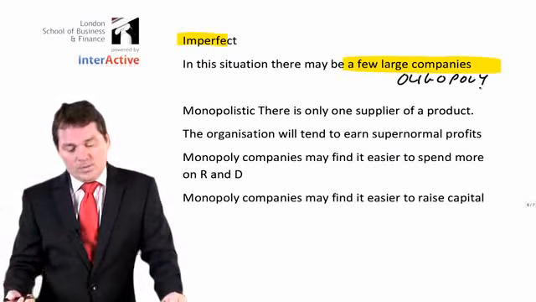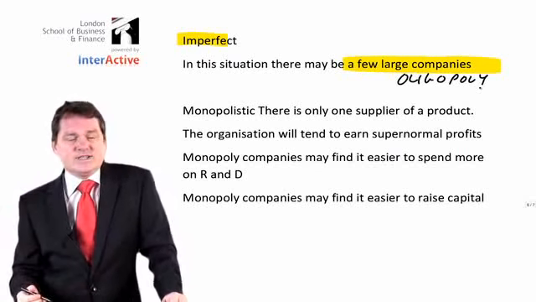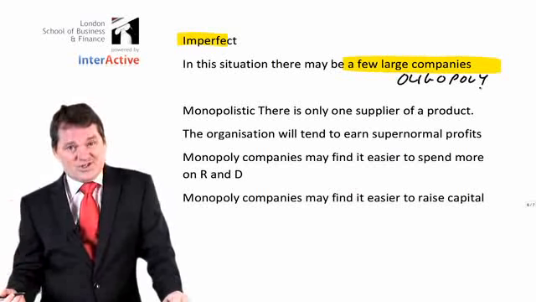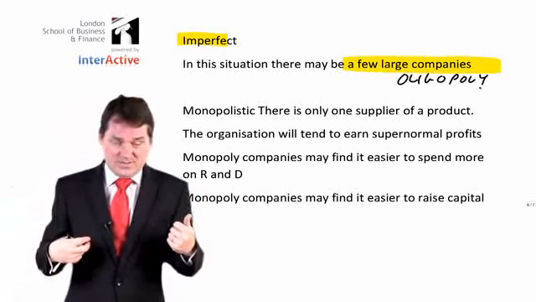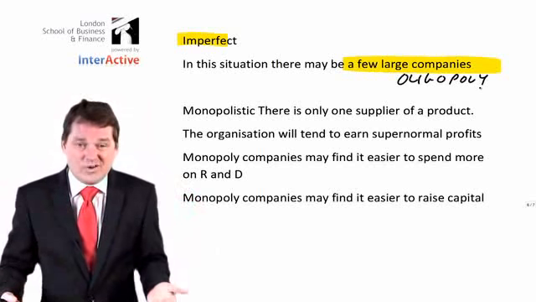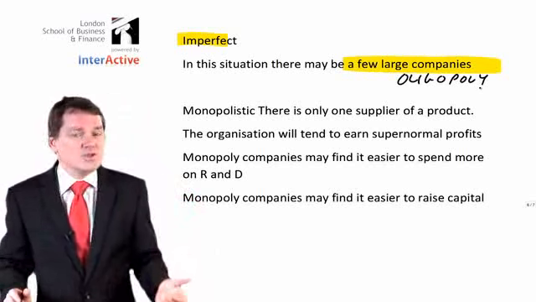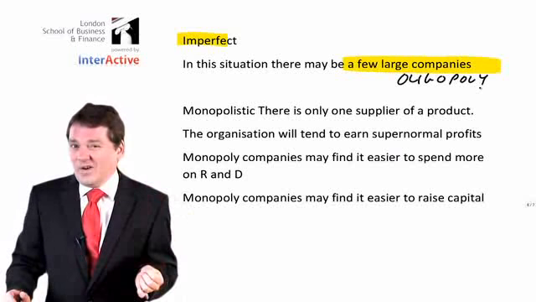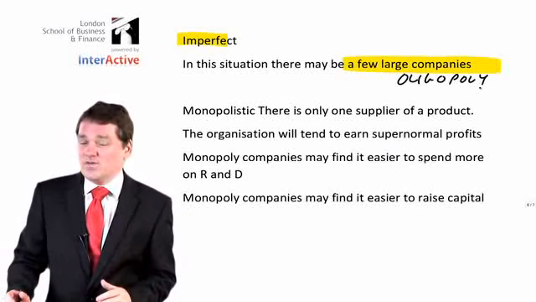That would, for example, be the electricity industry in the UK. So there is some competition, but because it's a difficult industry to get into, because the costs are so high, there's not that much competition. So prices will generally tend to be higher than they would be under a perfect market.